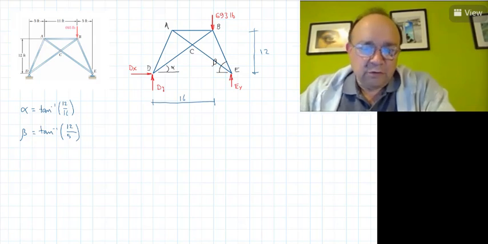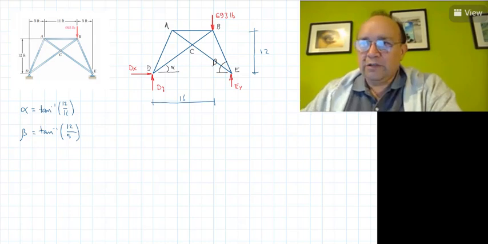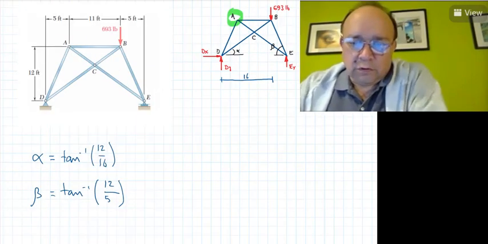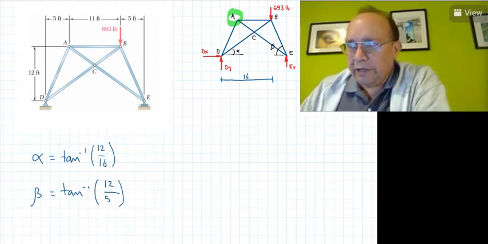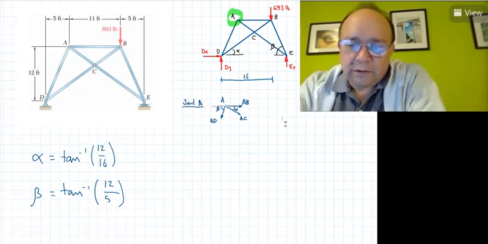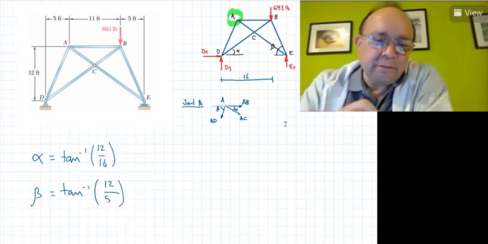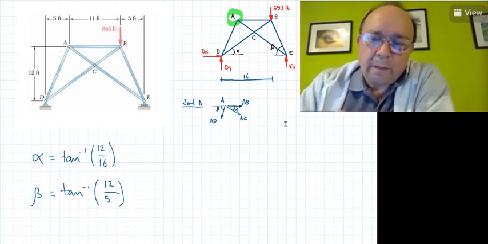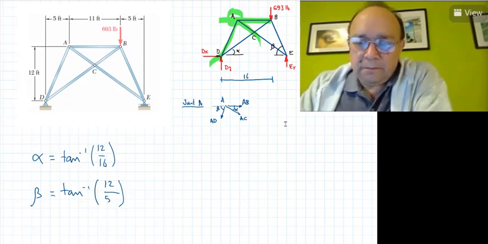So we just have to set up one by one all the equations, starting with joint A. So let's start with joint A. The free body diagram of joint A will be here. This will be the free body diagram of joint A. Elements AB, AD, AC. You see it here.